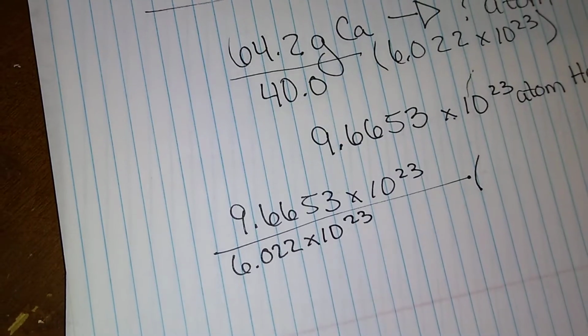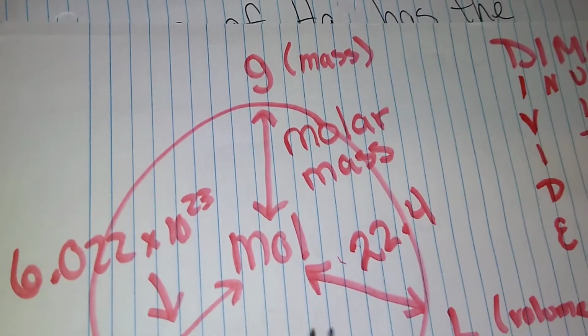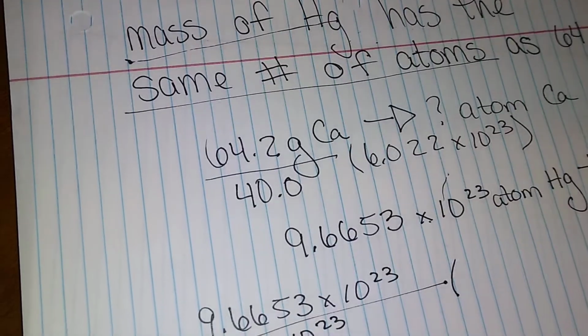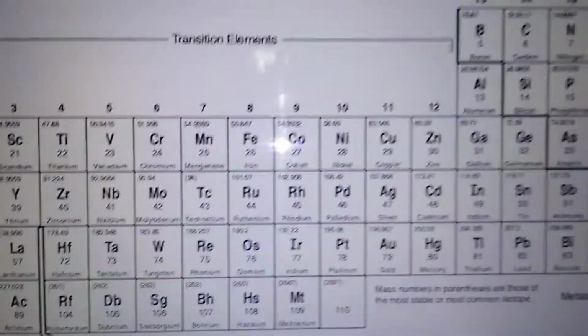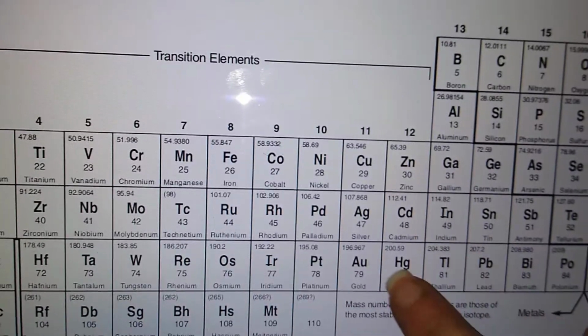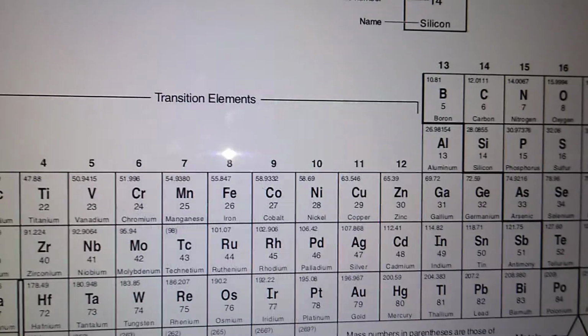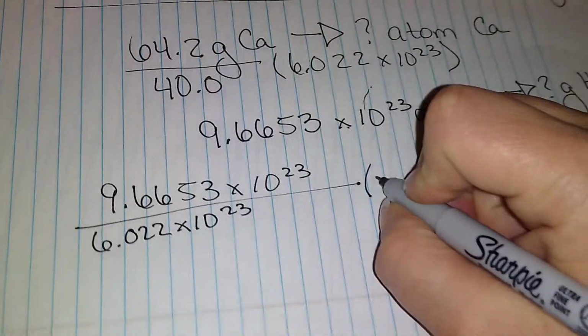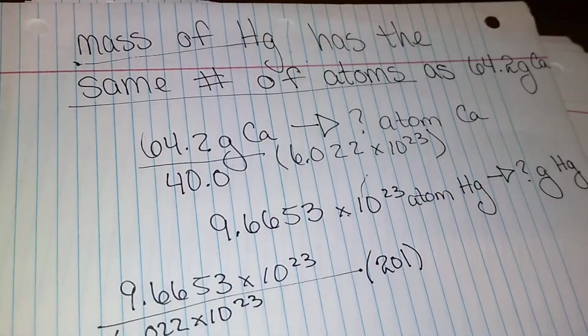Okay, and then we need to multiply by the molar mass of what substance we're looking at. And this time we're looking at mercury. So we are going to go back to our periodic table and we're going to check out mercury, which is down here. Okay, and it rounds to 201 grams. Okay, so we would say 201 grams.